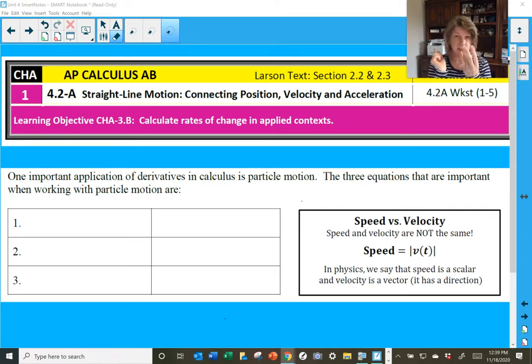We're going to look at position, acceleration, velocity today. Well, position, velocity, acceleration. Better to say it in that order. So let's just get started. One important application of derivatives in calculus is particle motion.